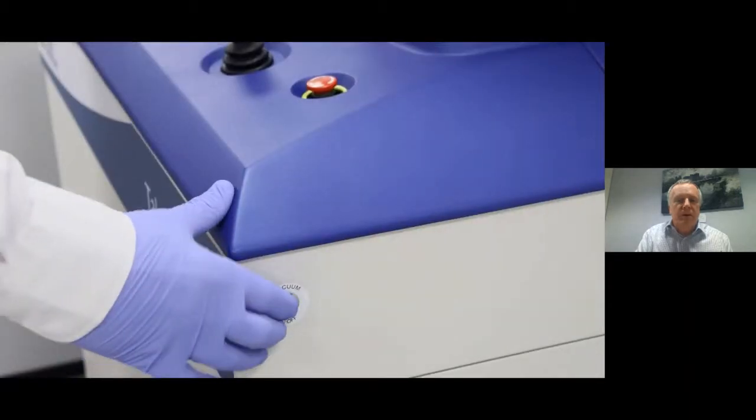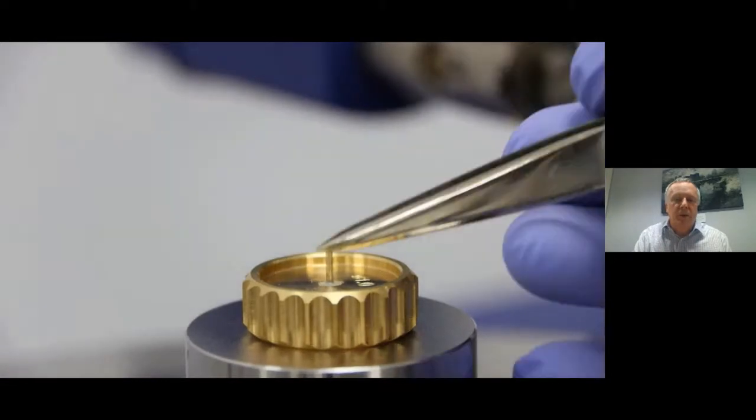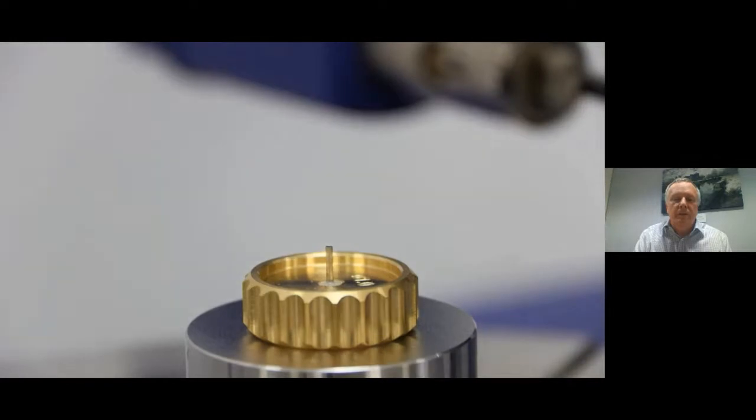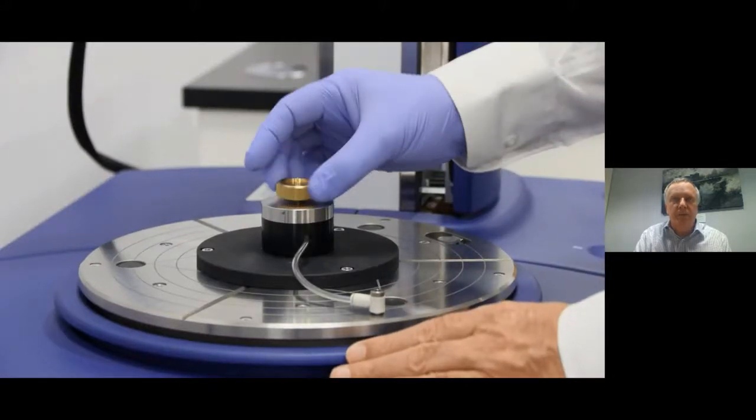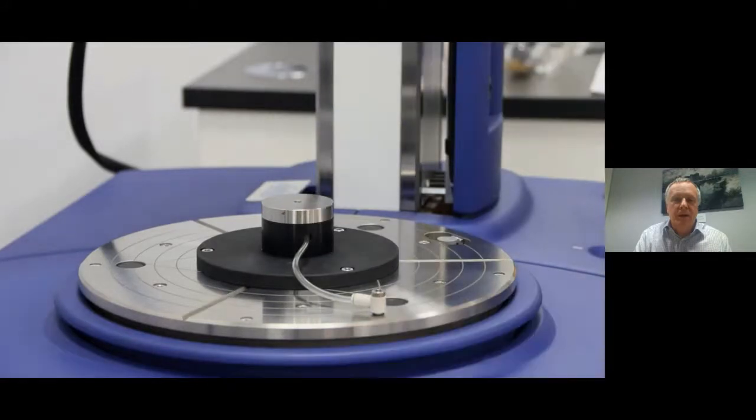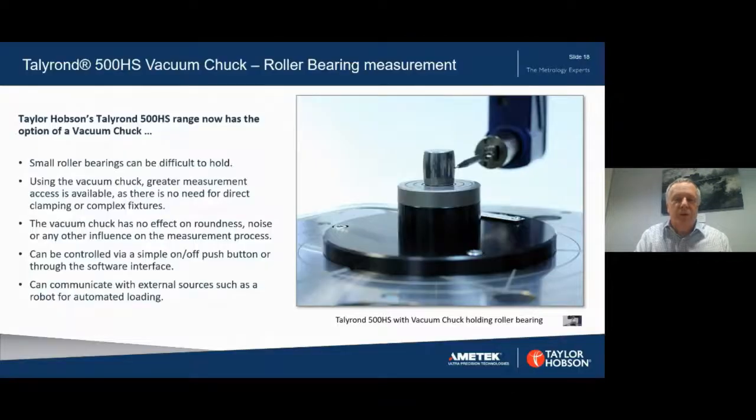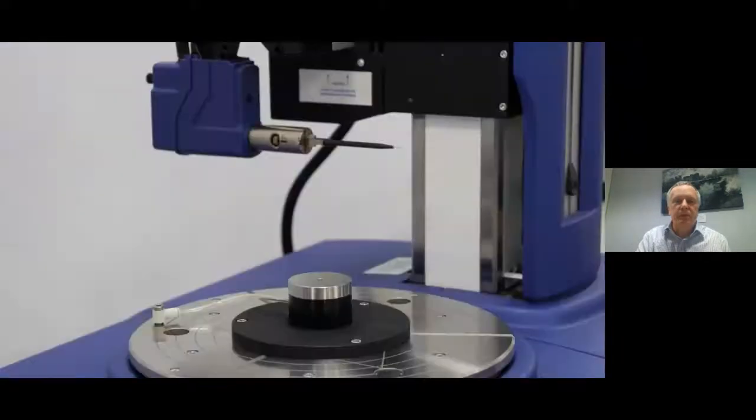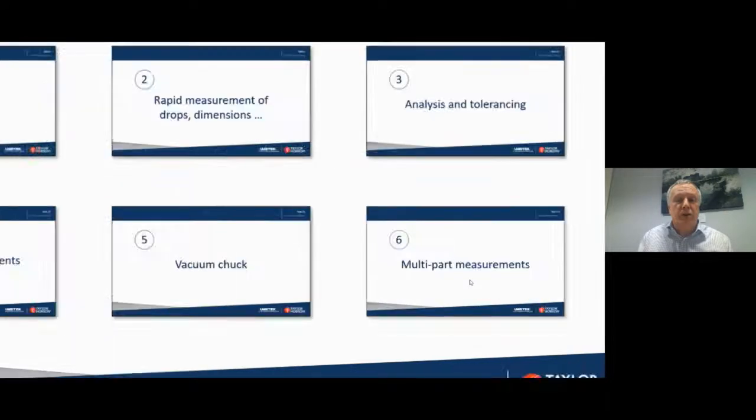Once the measurement's finished, we can switch off the vacuum, easily remove the ball, remove the ball holder itself, and finally remove the vacuum chuck as well. And once that's removed, the system is available for standard normal measurements. So we've had a look at the vacuum chuck. Finally, we're going to have a look at multi-part measurements.